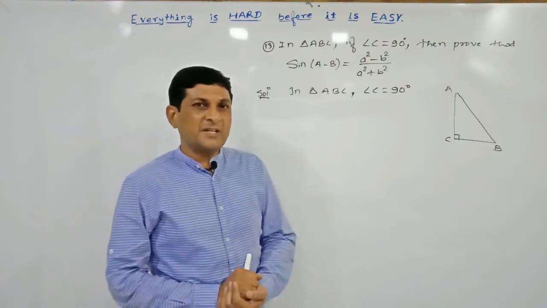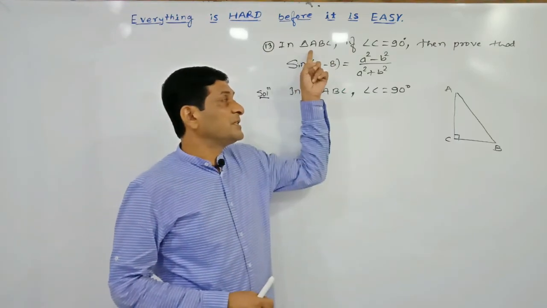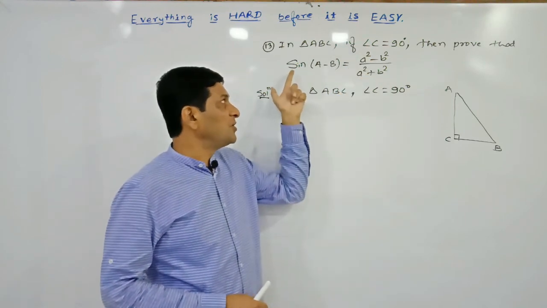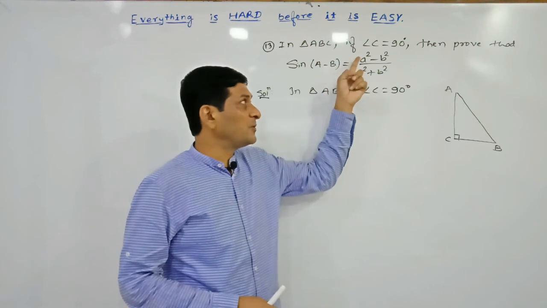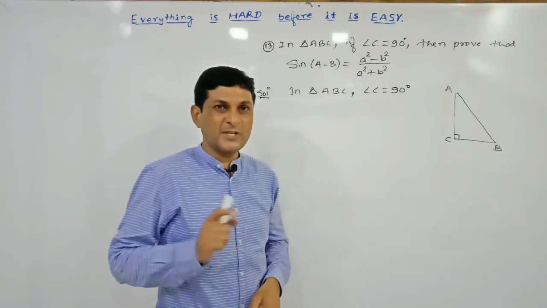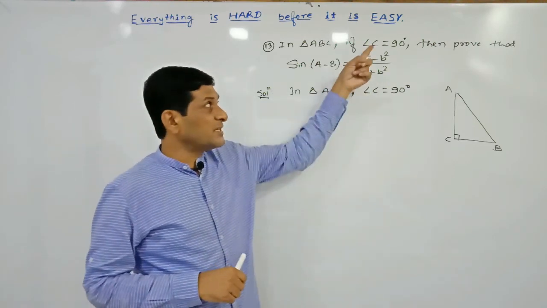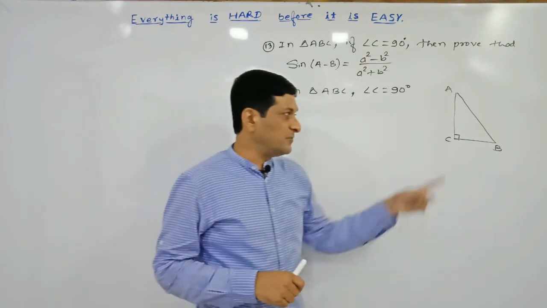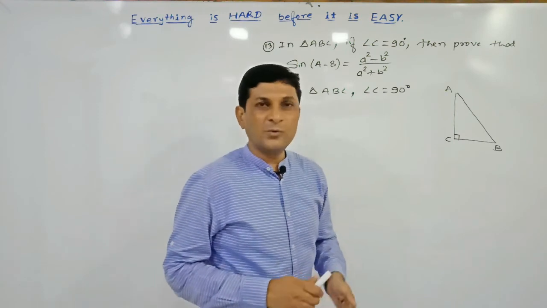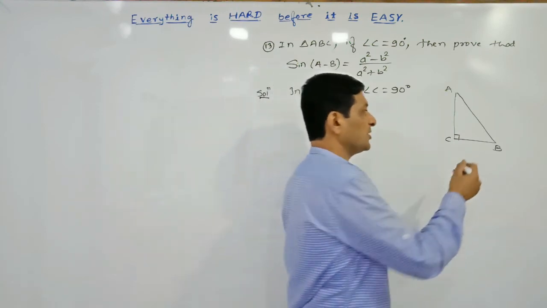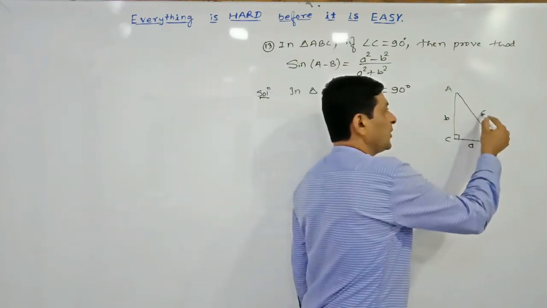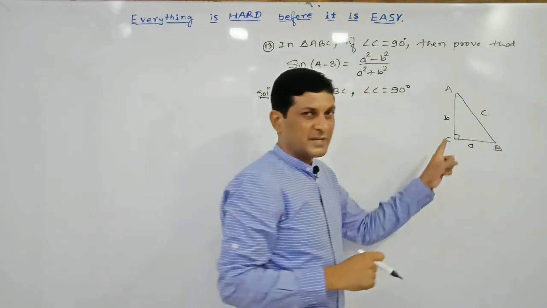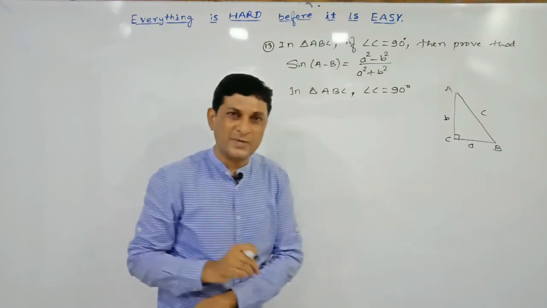Now see, in example number 13, a triangle ABC is given in which angle C is equal to 90 degrees. Using this condition, we have to show that sin(A minus B) is equal to (a square minus b square) upon (a square plus b square). The given condition is that angle C of this triangle is 90 degrees, which we have already shown in the figure. And we know that the sides are denoted by small a, small b, small c, where small a is the side opposite to vertex A, small b is the side opposite to vertex B, and small c is the side opposite to vertex C.